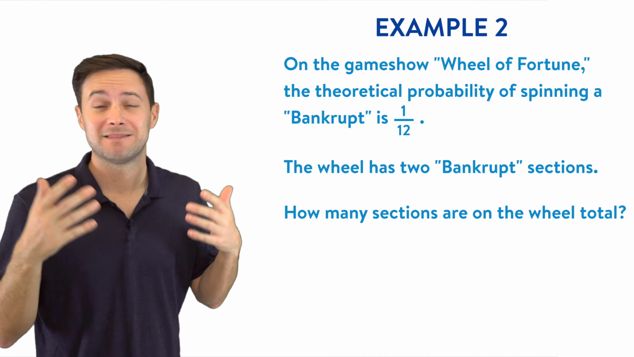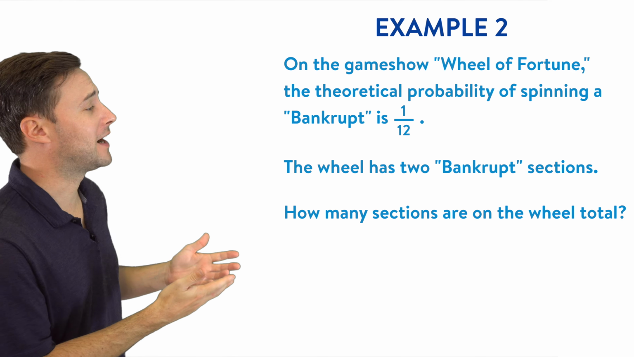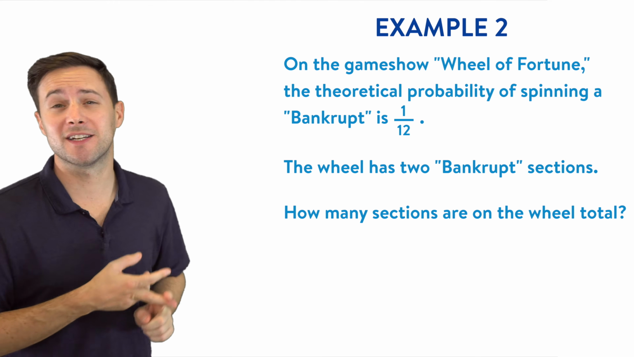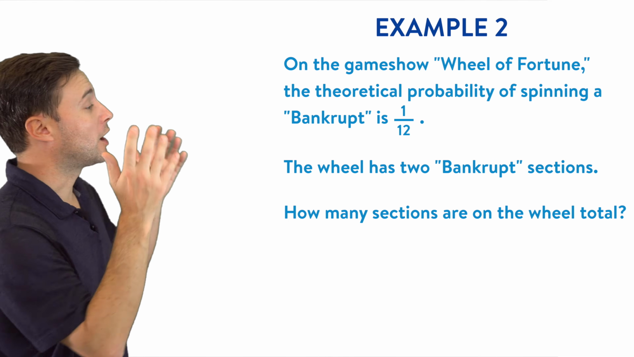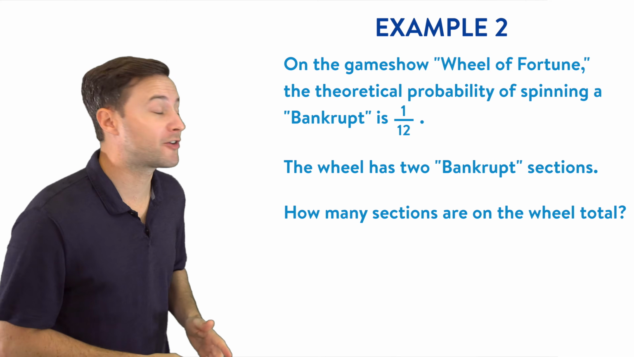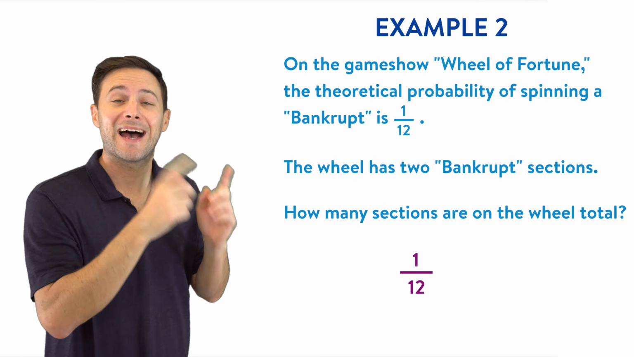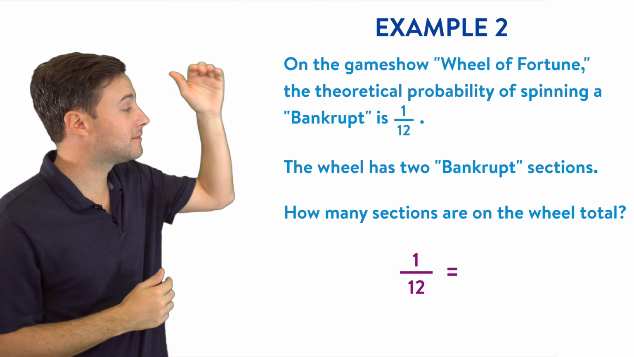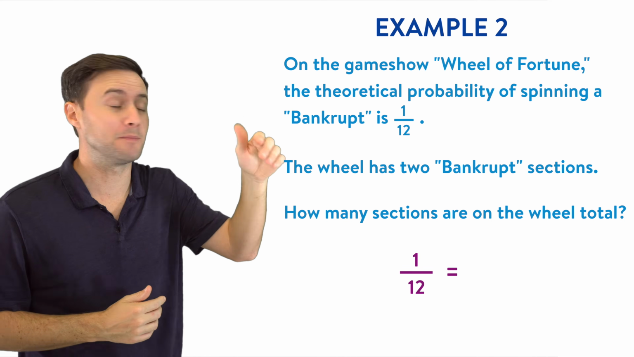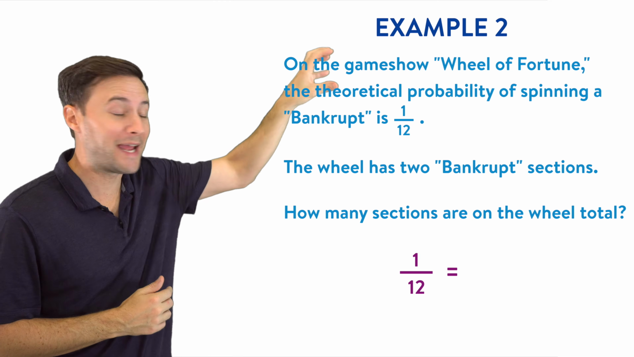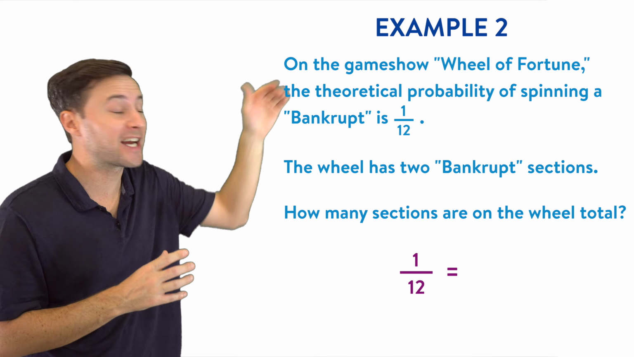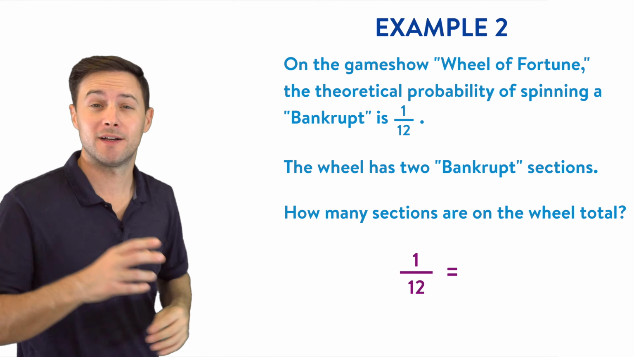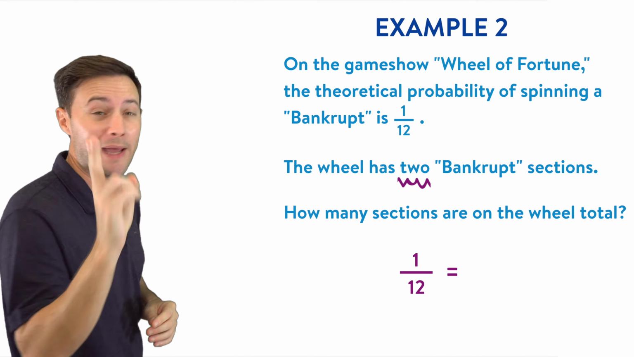So to do this, there are multiple different ways you can find that out. We could do a ratio table, we could do some algebra, but I'm just going to set up a proportion. So our theoretical probability of going bankrupt is 1/12. That's going to be equal to, well, that 1 in the numerator, that represents the favorable outcomes. So 1 bankrupt out of 12 sections is what that would basically mean. 12 total outcomes. But we know that there's actually 2 bankrupt sections.